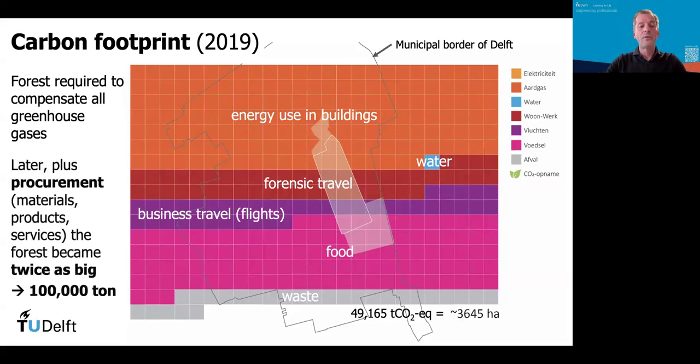And moreover, later we found out we could calculate the emissions due to procurement of all sorts of things like materials, furniture, products. And then that element of our emissions was as equally large as you see here. So the actual surface became 3 times as much, meaning 3 times or 2 times as much, and 3 times the area of Delft. So we have about 100,000 tons of CO2 back in 2019 that we had to reduce, and of course partly compensate also.